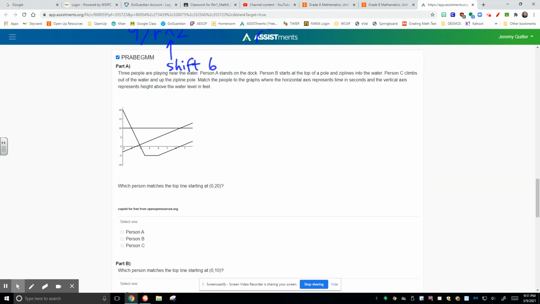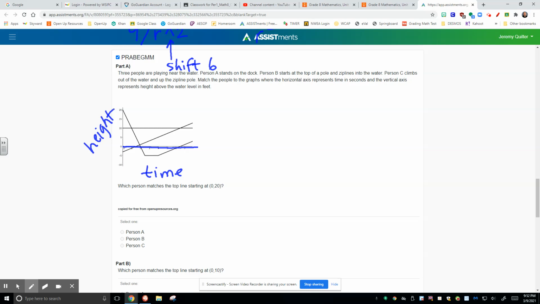If the person is just standing on the dock, would their elevation above the water, this is the water level right here, would their elevation ever be changing if they're just standing still? Let's assume that what's happening right here, it says match the people to the graphs where the horizontal axis represents time in seconds, and the vertical axis represents height in feet above the water level. So there's our water level, there's our height. Looking at time, we know the person A is just standing still. That should say a lot about their slope.